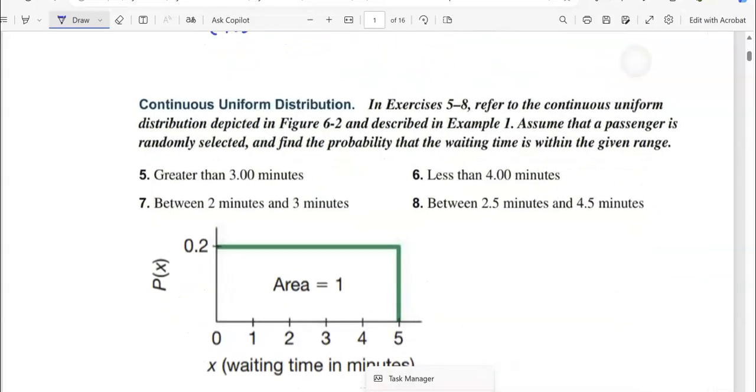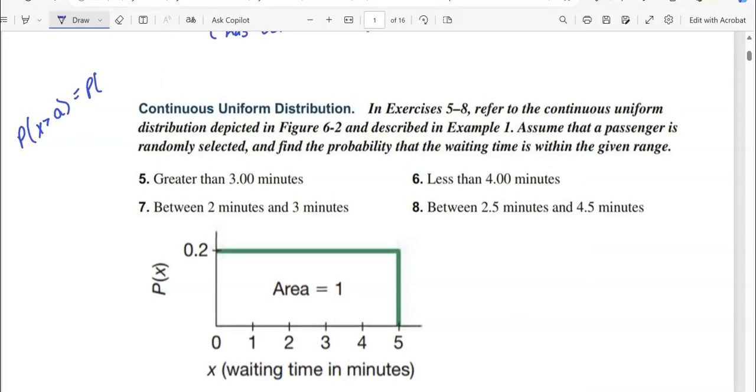So let's look at some examples of continuous probability distributions. Now, one thing that is different from a discrete random variable here is that if I want to find the probability that x is greater than a, that's actually going to be equal to the probability that x is greater than or equal to a.